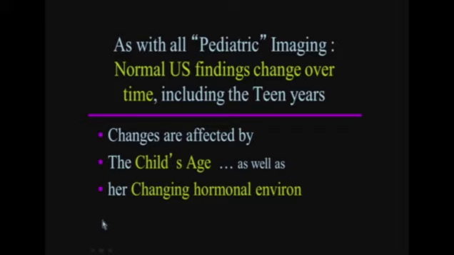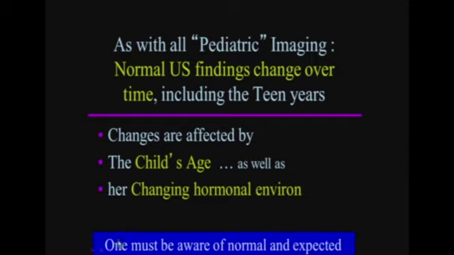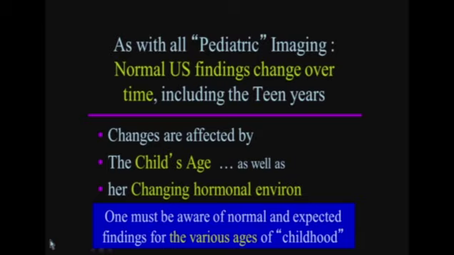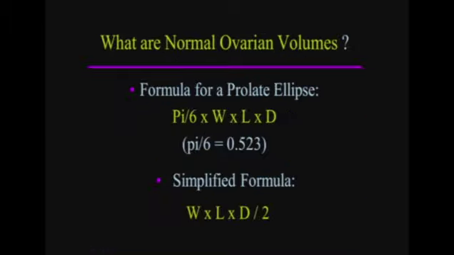All these entities, both the GYN and non-GYN entities, may be diagnosed by ultrasound. In a world in which radiation safety is important, consideration of triaging and perhaps making the true diagnosis of patients using ultrasound first is very helpful. As with all pediatric imaging, normal ultrasound findings change over time, including the teenage years. Changes are affected by the child's age as well as her changing hormonal environment. One must be aware of normal and expected findings for the various ages of childhood.